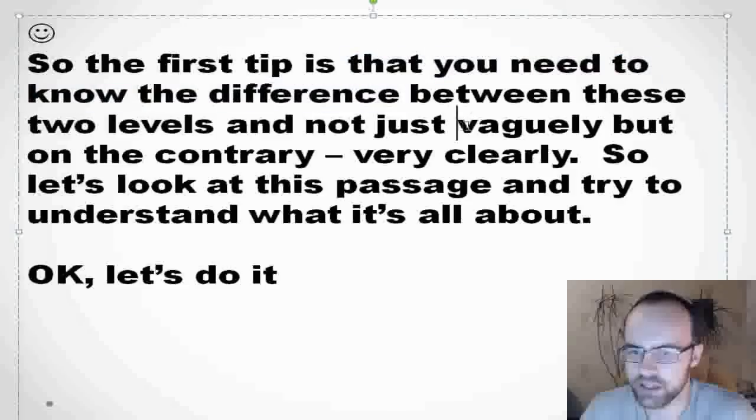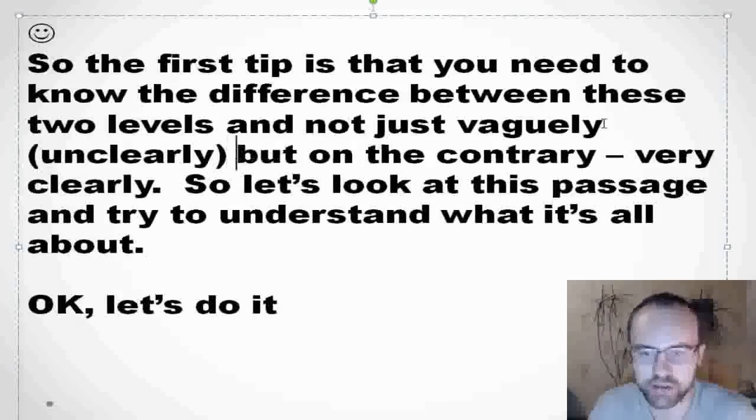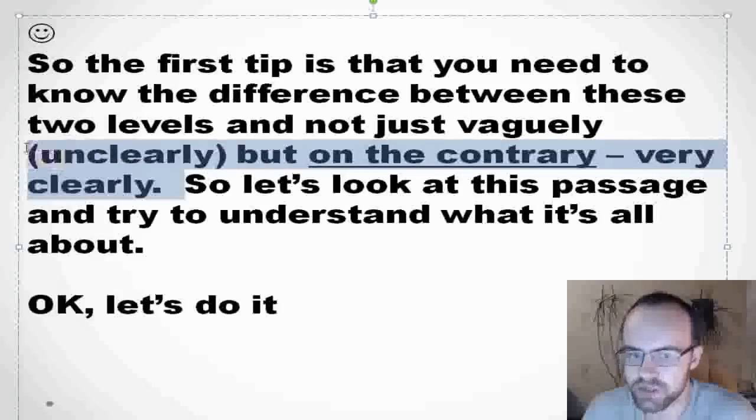So what is vaguely? Vaguely means unclearly, so when it isn't so clear for you. Not just vaguely, but on the contrary, you need to have the opposite. Think in your mind, so you need to know it very clearly. So really, what's the difference between intermediate and advanced level? What's the difference between these two levels? So you need to know the criteria, and then it will be possible for you to think about how you can reach this level.